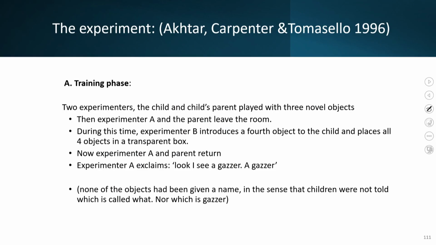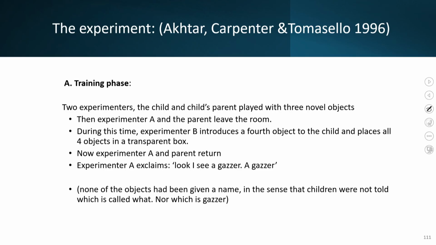This was the actual experiment by Akhtar, Carpenter and Tomasello, 1996. It again had 2 phases, a training phase and a testing phase. In the training phase, there were 4 people: 2 experimenters, the child and the child's parent, only one parent. They played with 3 novel objects, objects that the child did not know before. They were sitting on the floor and playing with the 3 objects. After some time, experimenter A leaves the room along with the parent. So, 2 people leave the room.